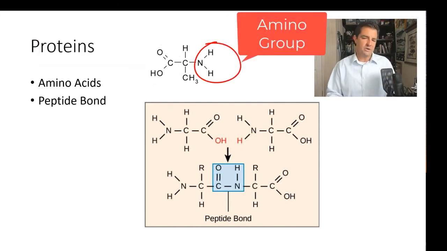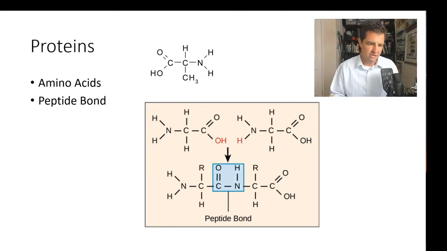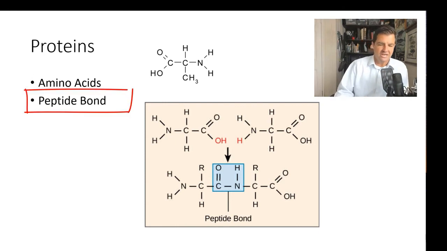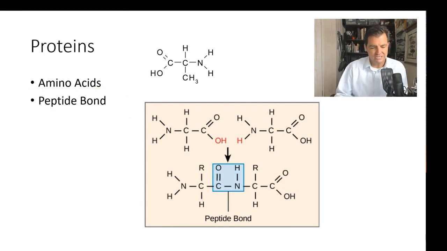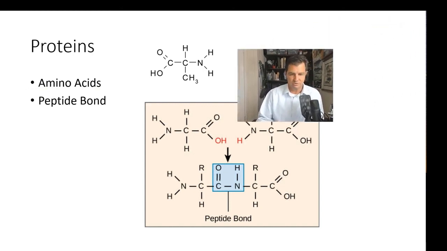And the way we take two amino acids and hook them together, we once again use that reaction of dehydration synthesis. We remove the water out between them and we form what's called a peptide bond between the nitrogen group and the carboxylic group of two adjacent amino acids, and we hook them together. And we'll go into more detail on that when we talk about protein synthesis and that sort of stuff.